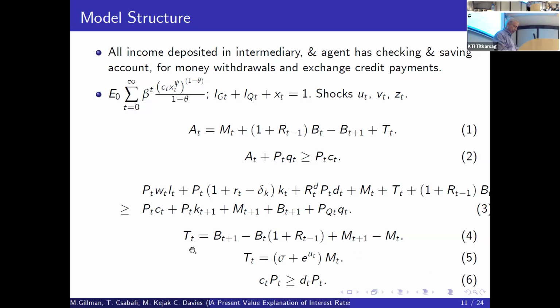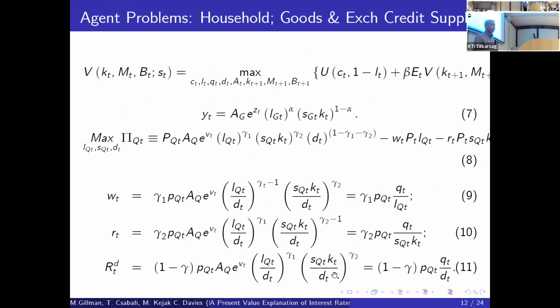And this is your government budget constraint, where the lump sum transfer is from the net bonds plus the net money increase. And then we have that this lump sum transfer is this money supply shock. So it's the increase in the money. And this is that constraint where I said that your income in the bank has to be greater than what you withdraw in deposits. So that was the new one, number 6, that I tried to motivate earlier.